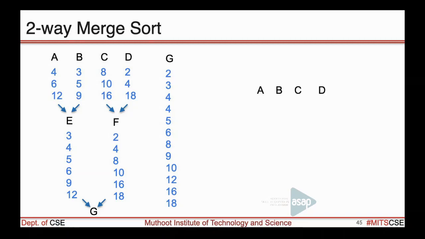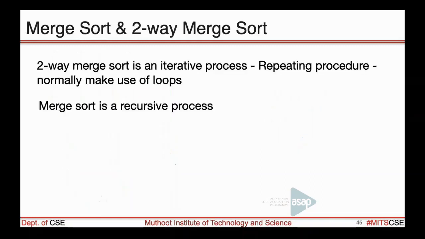Okay. I can do the same process in a different manner. I will be merging A and B to form E. That E, I will be merging with C. The result, I will be merging with D. So in any manner, I can do the process. How is 2-way merge sort different from merge sort? We will discuss that when we discuss merge sort. But we have to just see how it is different from 2-way merge sort.